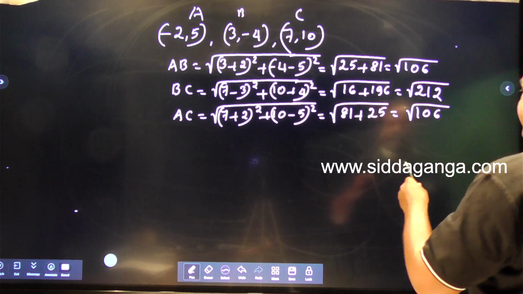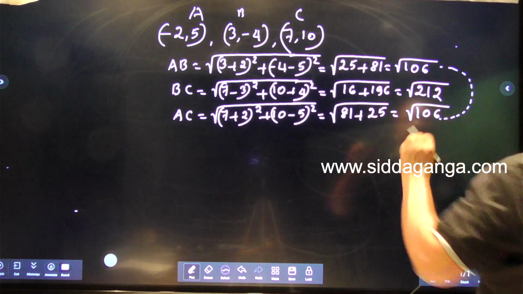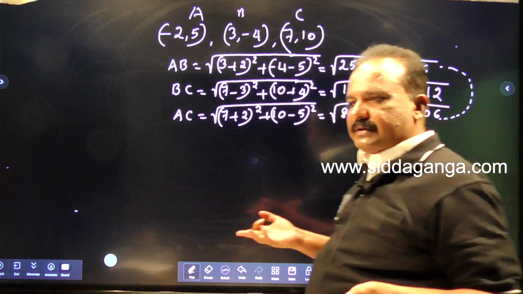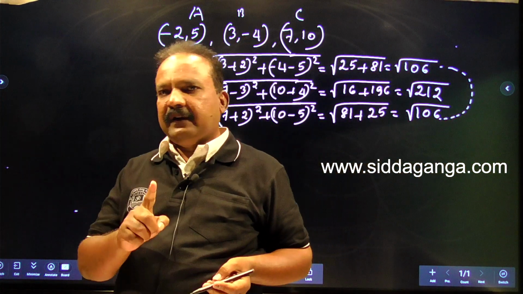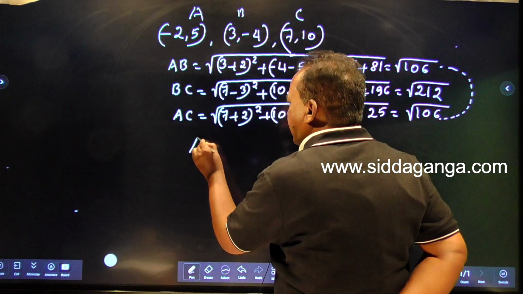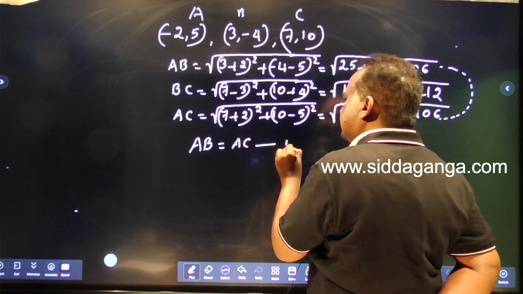So just observe these two distances. AB and AC are equal. That is, two sides are equal. So therefore the triangle is isosceles. AB is equal to AC. Let us call this statement 1.